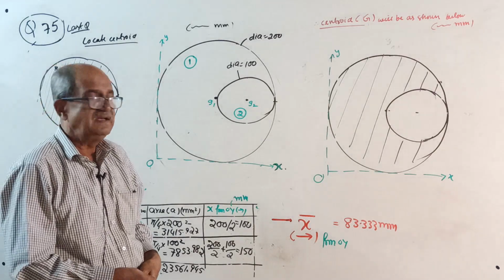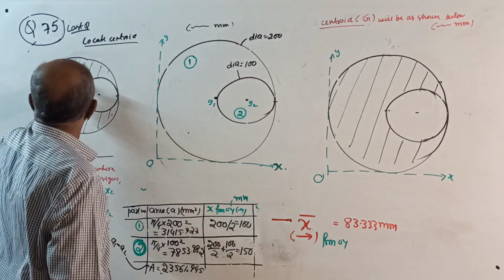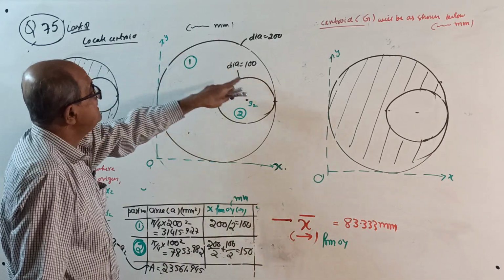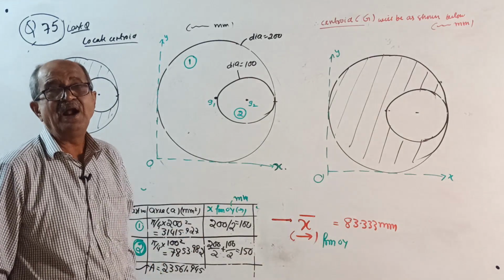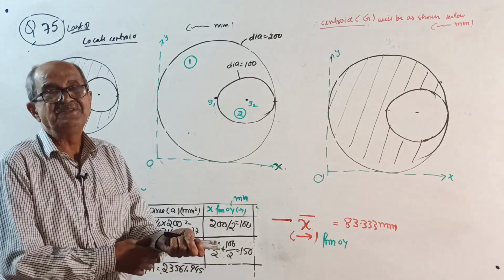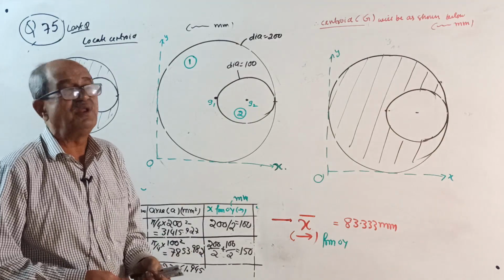Someone asked me long back, sir, you can do one thing: that diameter is 200, this diameter is 100. So the area is half of the full area. What nonsense is that? It is not half of the full, it is 1/4 of the full.